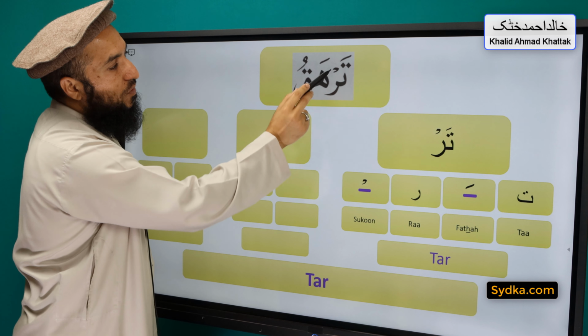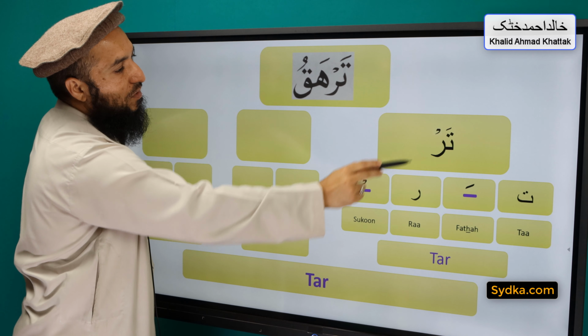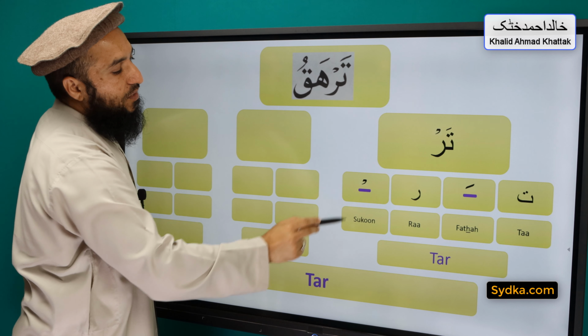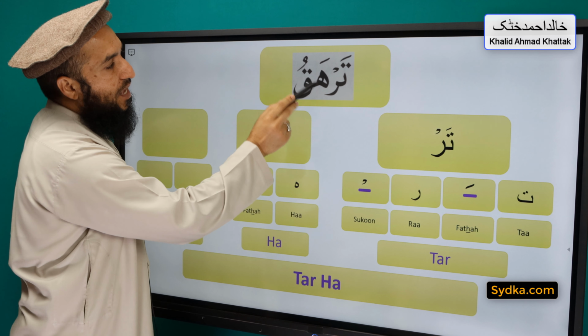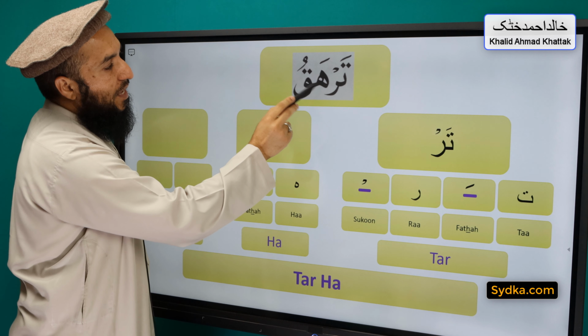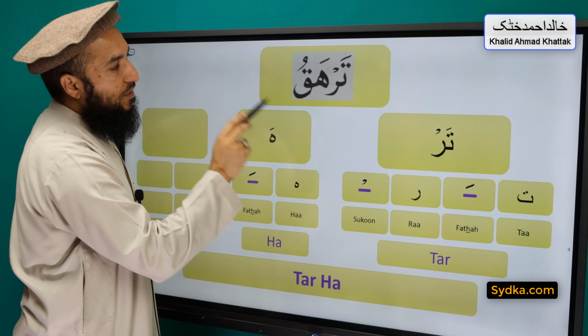Ta fatha ra sukoon tar. The second syllable we have is ha fatha ha. Ha is a light letter, it has fatha on top of it, and it is prolonged for 1 count.